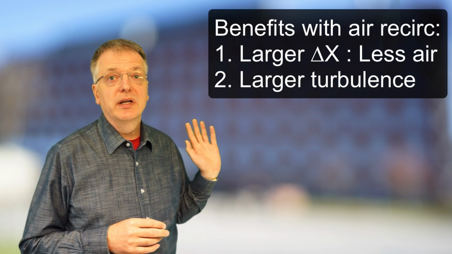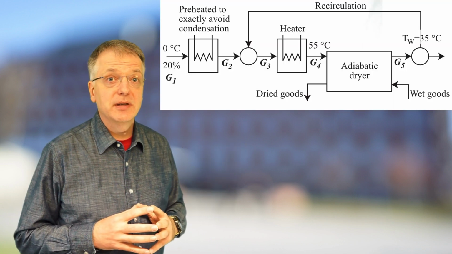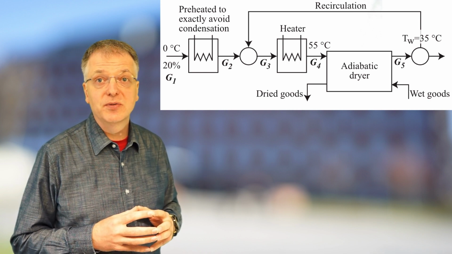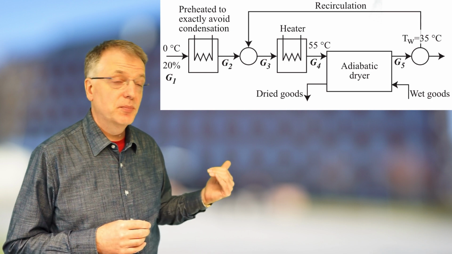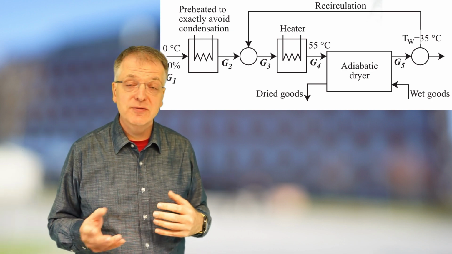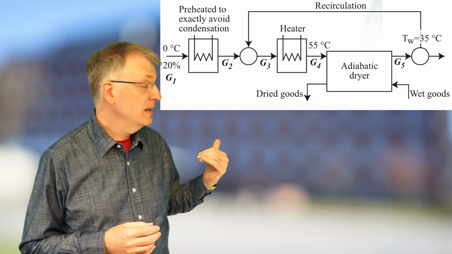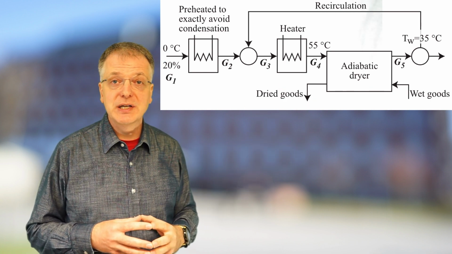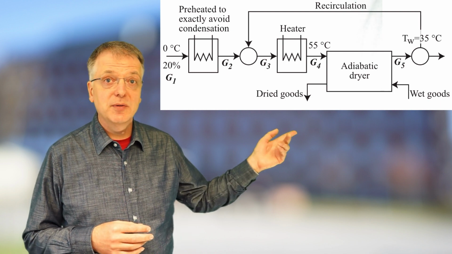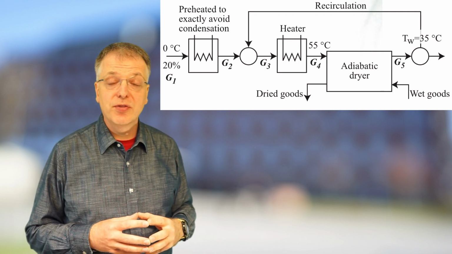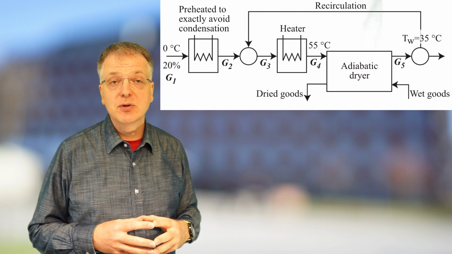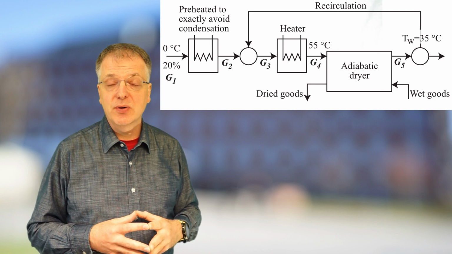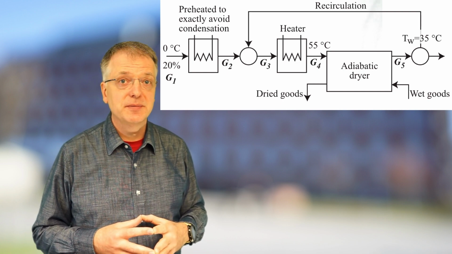Let us draw an example in a Molière diagram. Fresh air with a temperature of 0 degrees Celsius and a relative humidity of 20% is preheated precisely such that condensation is avoided in the mixer. The preheated air is mixed with recirculated air and then heated to 55 degrees centigrade. The outgoing air from the adiabatic dryer has a wet temperature of 35 degrees and a relative humidity of 90%. The drying goods is heated to the wet temperature of the incoming air to the adiabatic dryer.